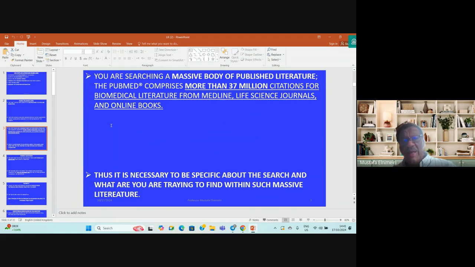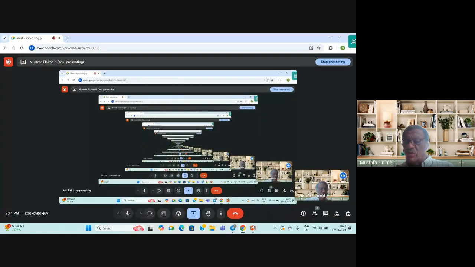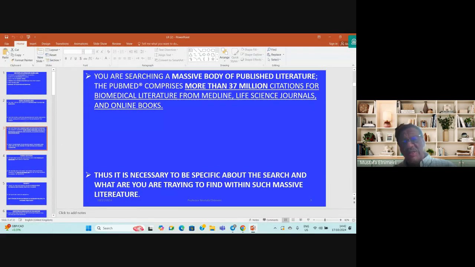We have to remember that we are searching a massive body of published literature. For example, PubMed comprises more than 37 million citations for biomedical literature from Medline, life science journals, and online books. It means that the literature is too massive, and then you have to be very specific about what you are trying to find and to search. Thus, it's necessarily important to be specific about the search with such massive literature as we have mentioned.